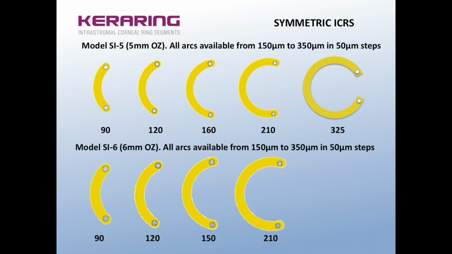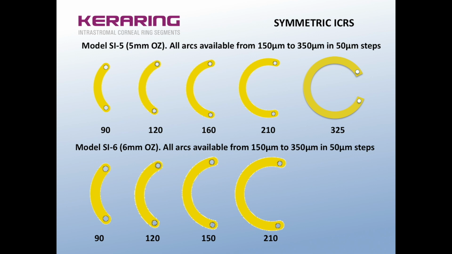The second parameter is the arc, that is how many degrees the ring extends, and we have an initial parameter of 90 degrees, then 120 degrees, 150 degrees, or 160 degrees, in accordance with the optical zone. We may also go to the less common choice of 210 degrees, and finally the 325 degrees arc, which is classified as a 5 mm ring even if in reality it has a diameter of 5.7 mm and therefore is an intermediate condition.